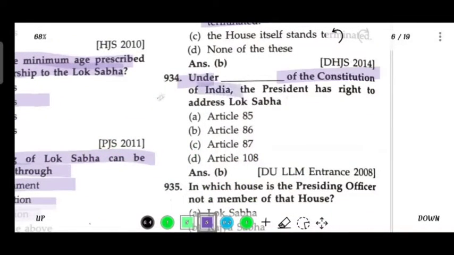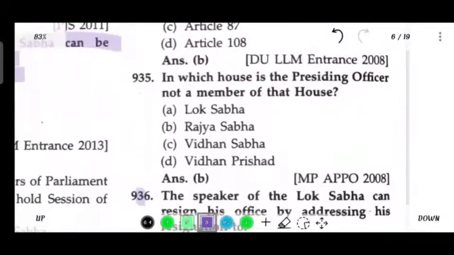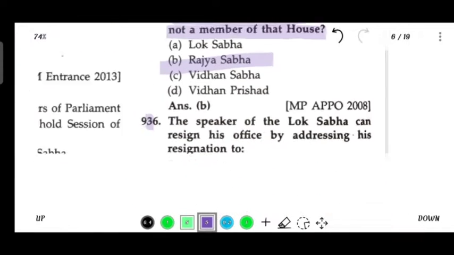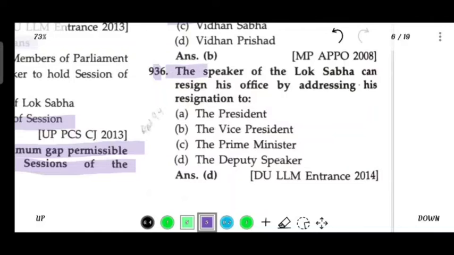Under which Article of the Constitution of India does the President have the right to address the Lok Sabha? Article 86. In which House is the President not a member of the House? Rajya Sabha. The Speaker of the Lok Sabha can resign his office by addressing his resignation to the Deputy Speaker.